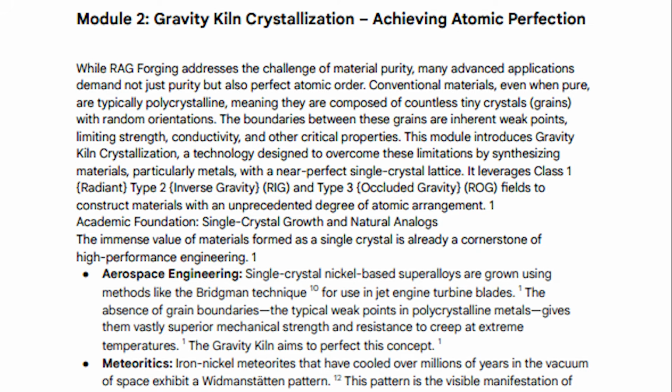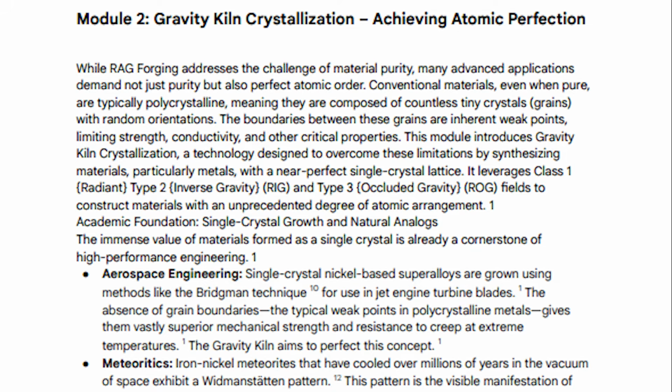This module introduces gravity kiln crystallization, a technology designed to overcome these limitations by synthesizing materials, particularly metals, with a near-perfect single crystal lattice. It leverages Class 1 radiant, Type 2 inverse gravity, RIG, and Type 3 occluded gravity, ROG, fields to construct materials with an unprecedented degree of atomic arrangement.